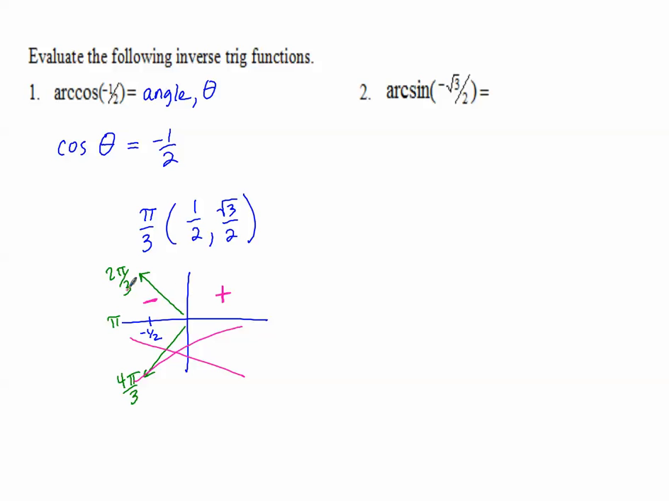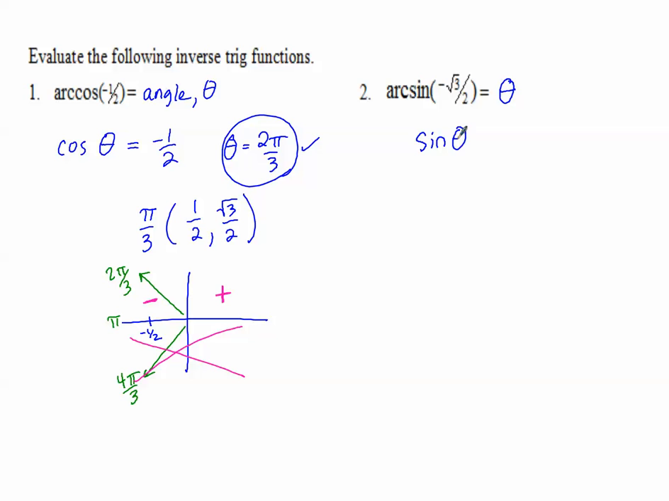Do you want to try the next one? Pause the video, see how you do. So let's think of this again. Arc sine means the angle. I'm going to say equals theta, theta for the angle. So I'm going to rewrite this saying sine of what angle, sine of theta, equals negative root 3 over 2. It might be easier to think of it like that.